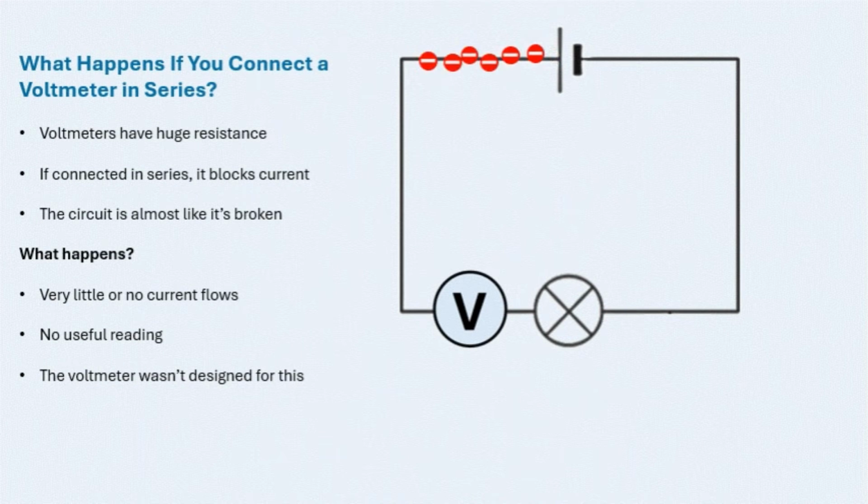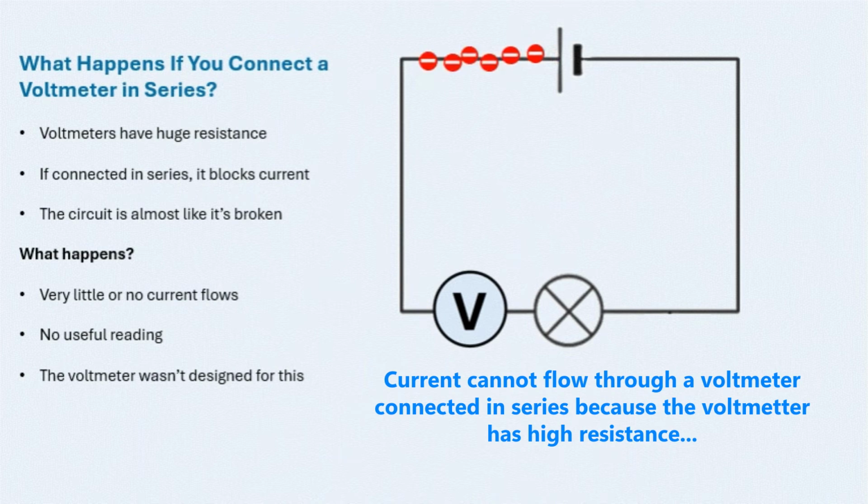What if you connect a voltmeter in series? You could ask, what if I connect a voltmeter in series instead of in parallel? Remember, voltmeters have huge resistance. So, if you placed one in series with the light bulb, very little or no current would flow through that part of the circuit. The circuit would essentially be broken. You might not damage the voltmeter, it's not as delicate as an ammeter, but you'd still get no meaningful reading. The voltmeter wasn't designed to be used that way.